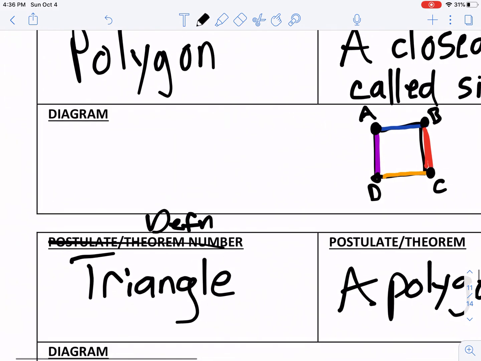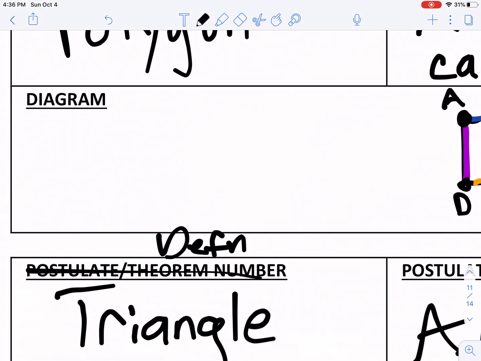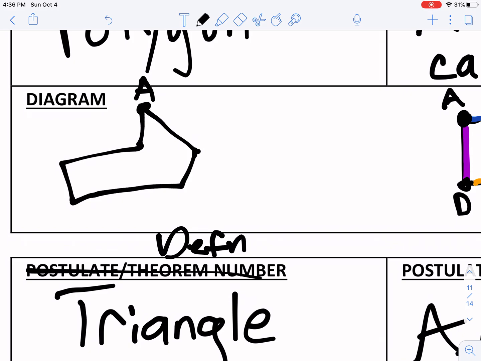Or we could also have something a little bit more complicated. Maybe we have a figure that looks something like this. Don't make fun of my drawing, okay? Maybe we have something like this, in which case we can still call this A, B, C, D, E, and then this last one here where these two segments meet, F.